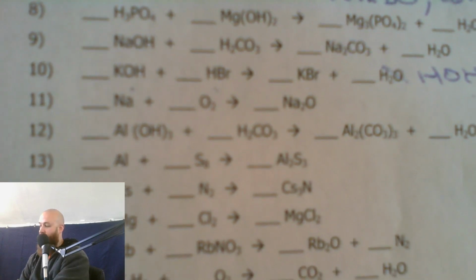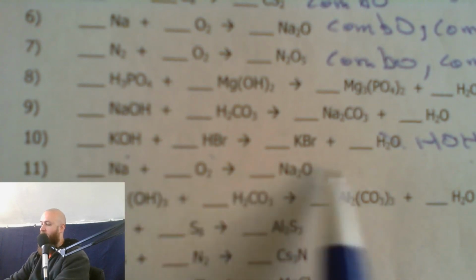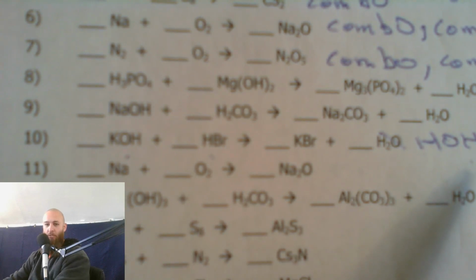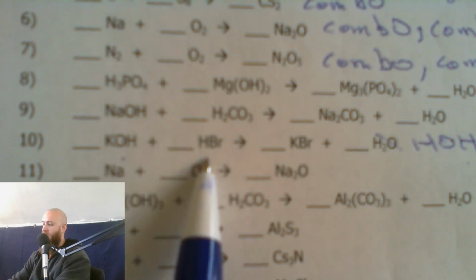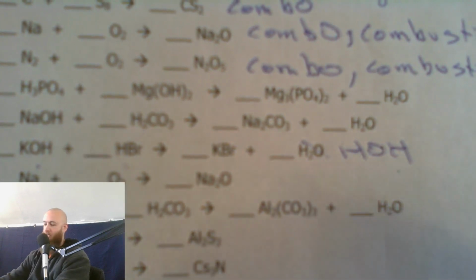Let's do number 11. Oh, first, number 10: what kind of reaction is this? You have to go through those things that we just talked about, right? Looks like I have an ionic compound and an ionic compound. So this must be a double replacement.